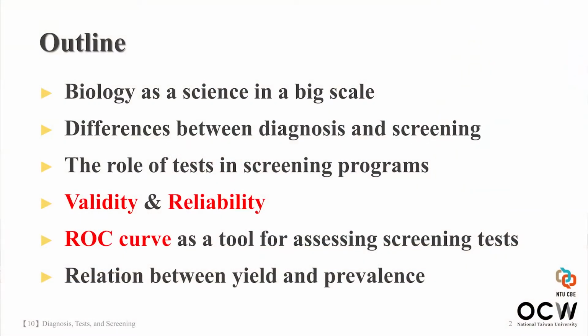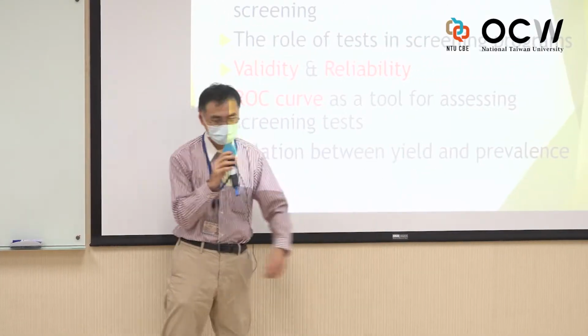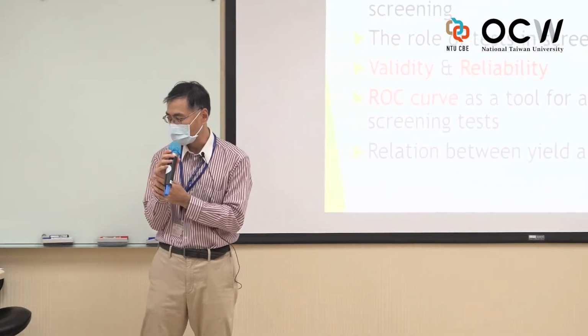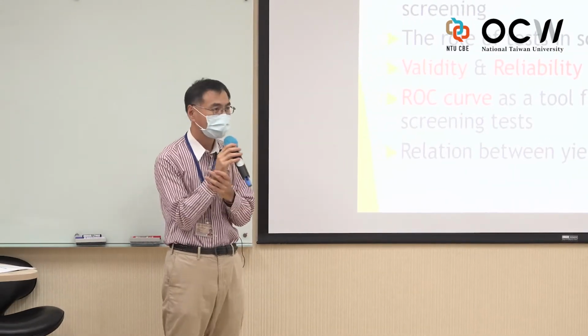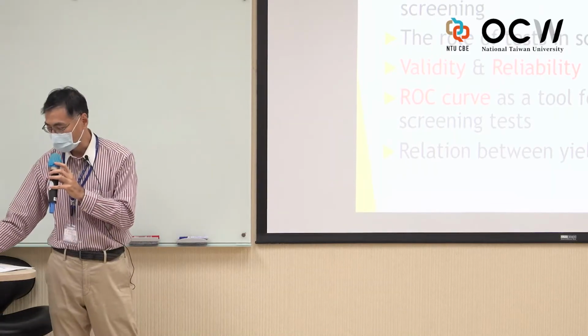And ROC Curve is the other tool we are going to use to evaluate the screening tools, especially when the outcome is a continuous variable. In the end, I'm going to talk about the relation between yield and prevalence. Of course, I'm going to tell you what yield means and the relationship between yield and prevalence as a screening tool by the data simulation.